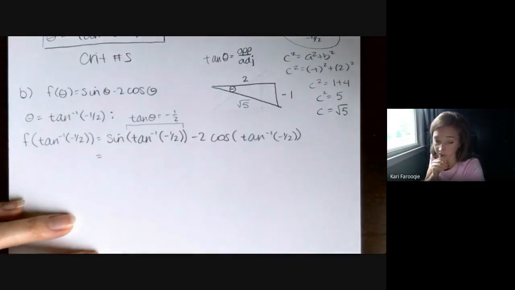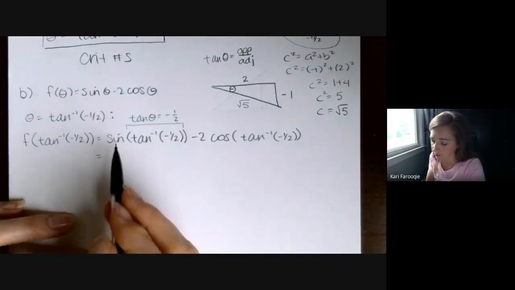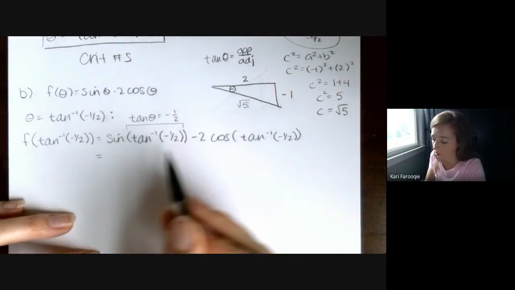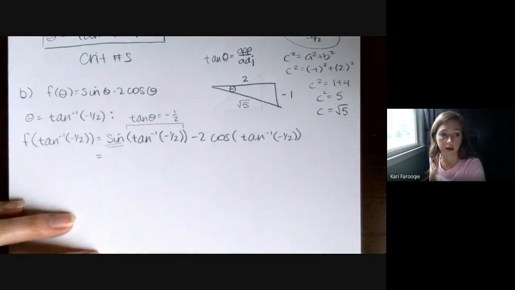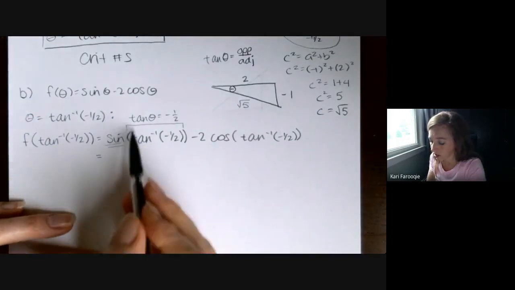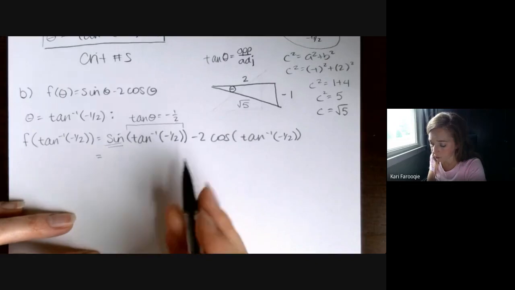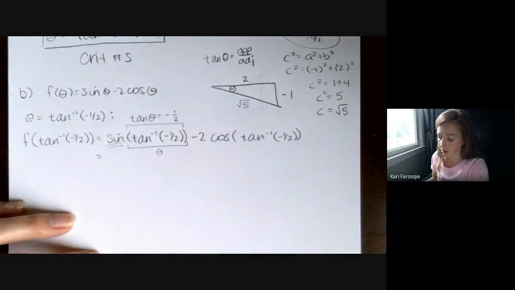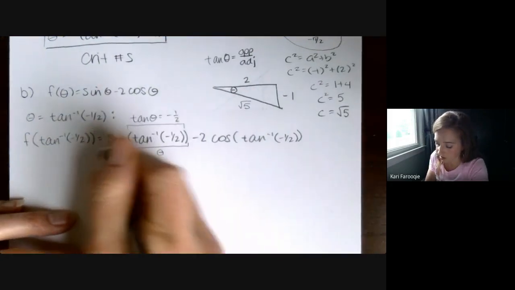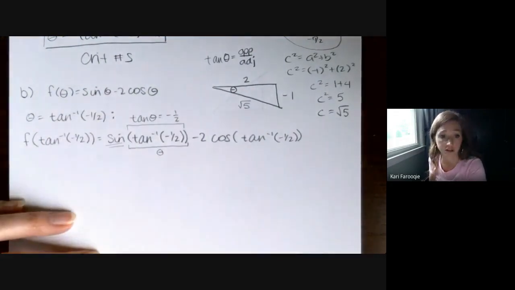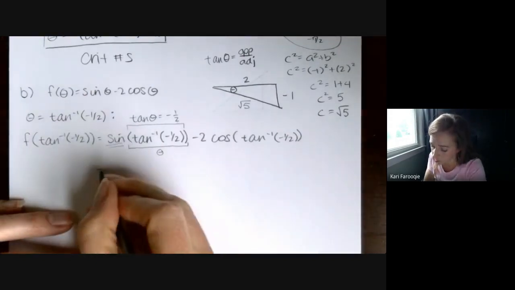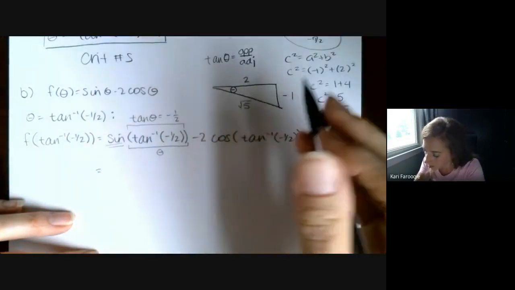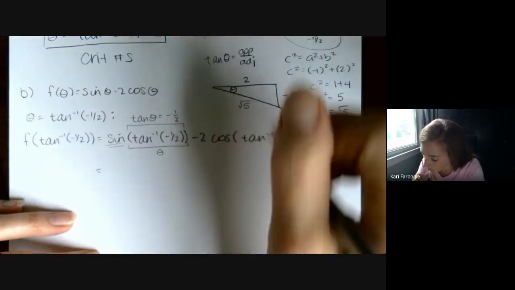All right, so as far as evaluating our function now, we have a triangle that is set up to represent inverse tangent -1/2. And now we need to find the sine of this angle. So remember that when you're saying inverse tangent -1/2, what you're looking for is theta. So we can consider this to be some angle theta. It's equivalent to saying tan theta equals -1/2, but the inverse tangent itself is an angle. So what we're looking for now is the sine of this angle. And the sine, remember, is the opposite over the hypotenuse.